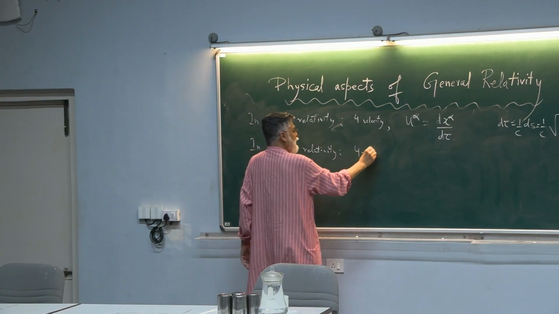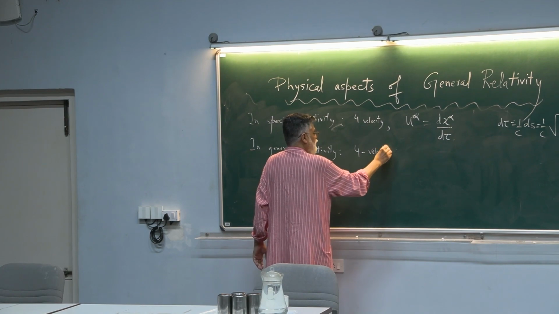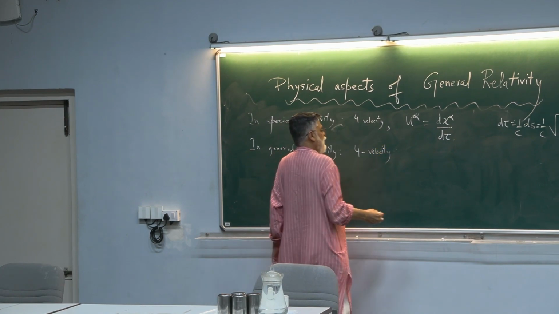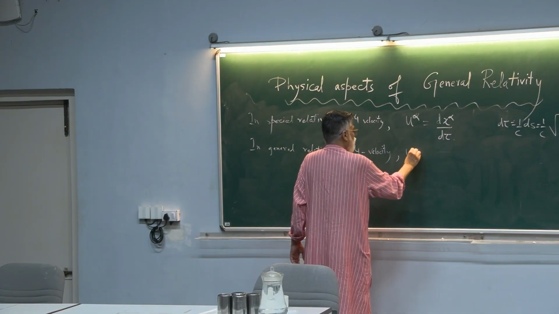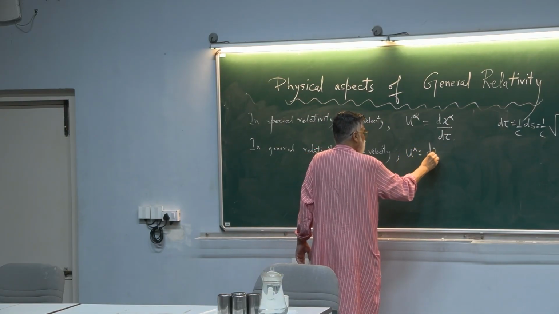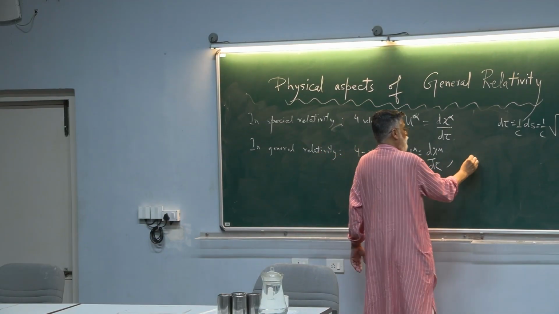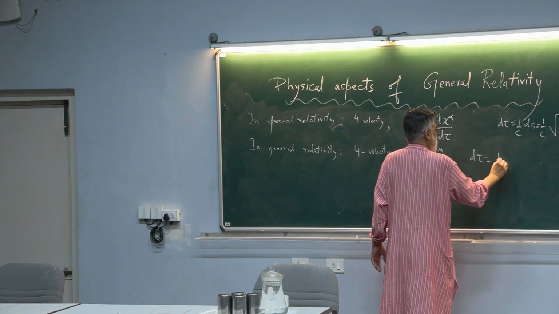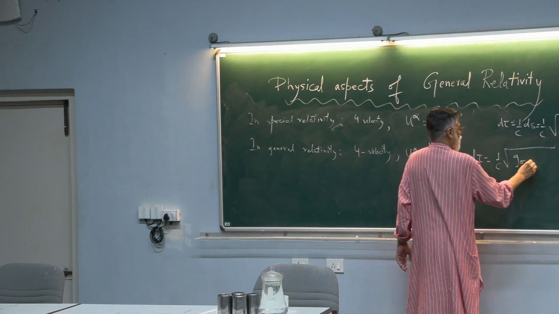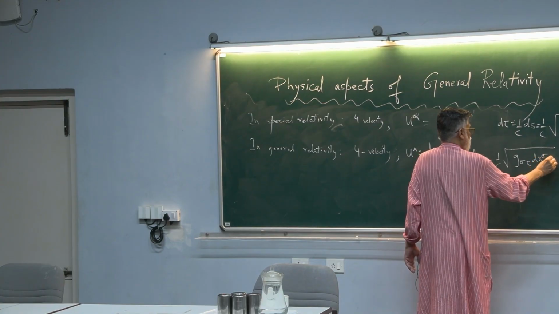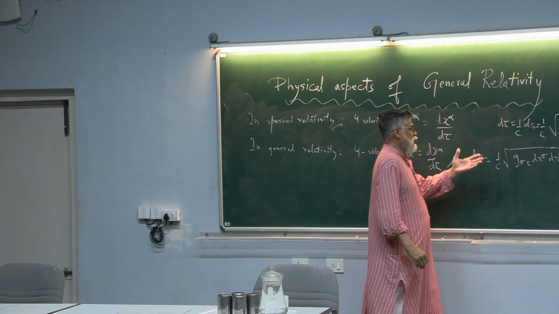Four velocity is again defined; just now we said, all you have to do is wherever there was eta alpha beta, make it g mu nu and so on. Again you have u mu, and u mu is dx mu by d tau, where now d tau is 1 over c times the square root of g sigma tau dx sigma dx tau. I am assuming Einstein summation convention.